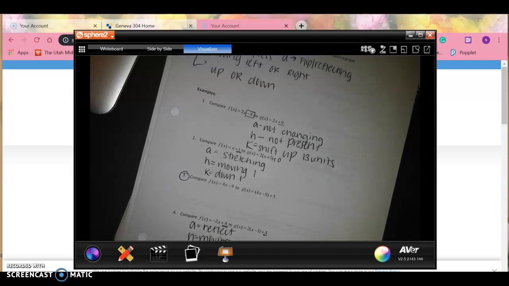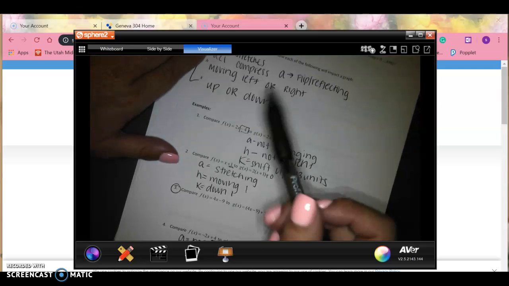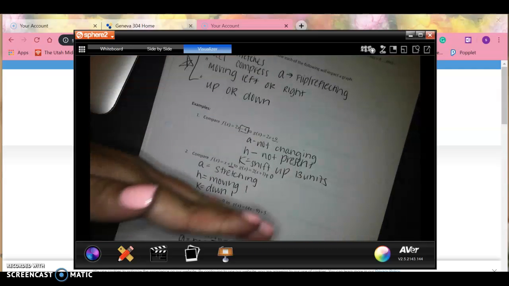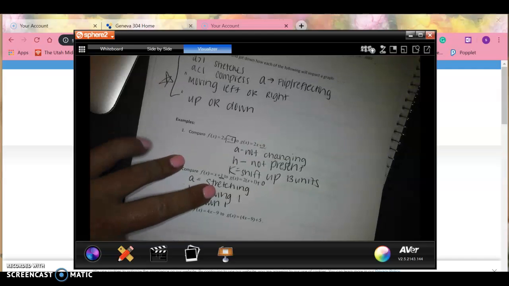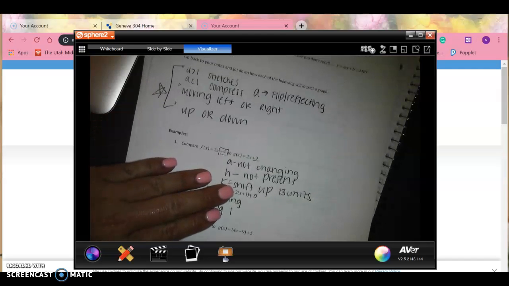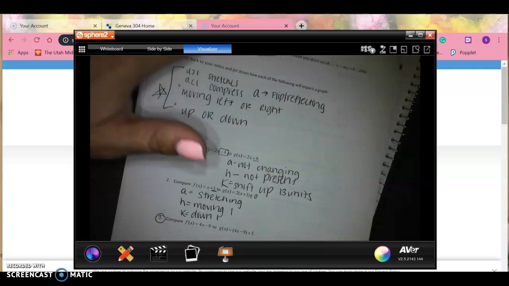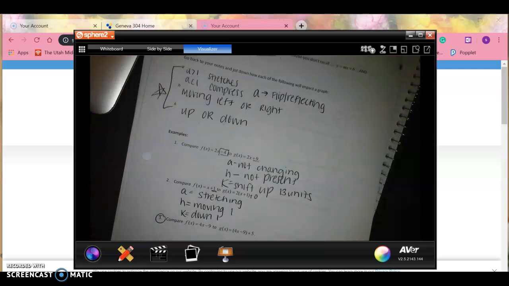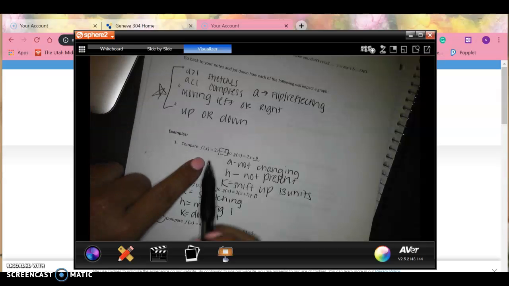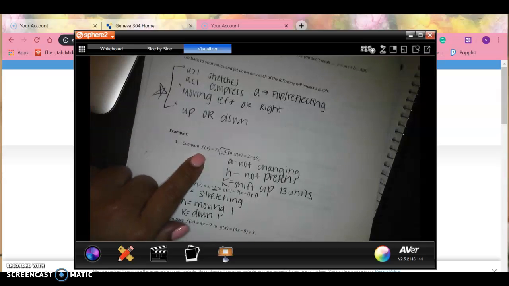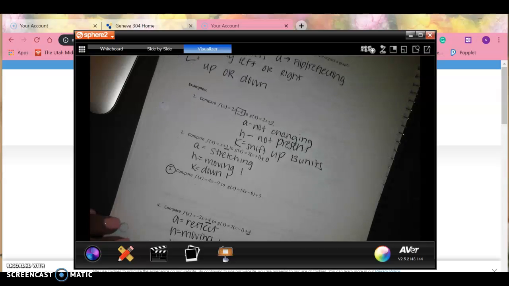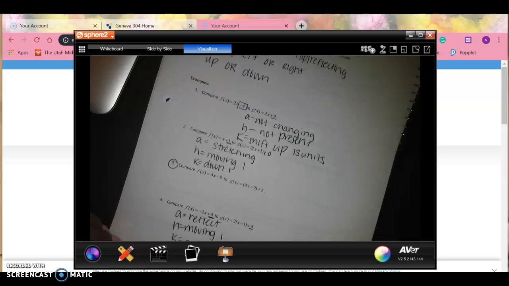So main things to know from this unit, A is either stretching or compressing based on the A value. H is moving left or right. K is moving the graph up or down. So if you could start thinking about it in this way of, well, where's my graph going from the parent graph? Where's my graph going from the original function that they're giving me? You'll be set. So that's a little bit on 3.3. I'm going to be looking at number 3 tomorrow.